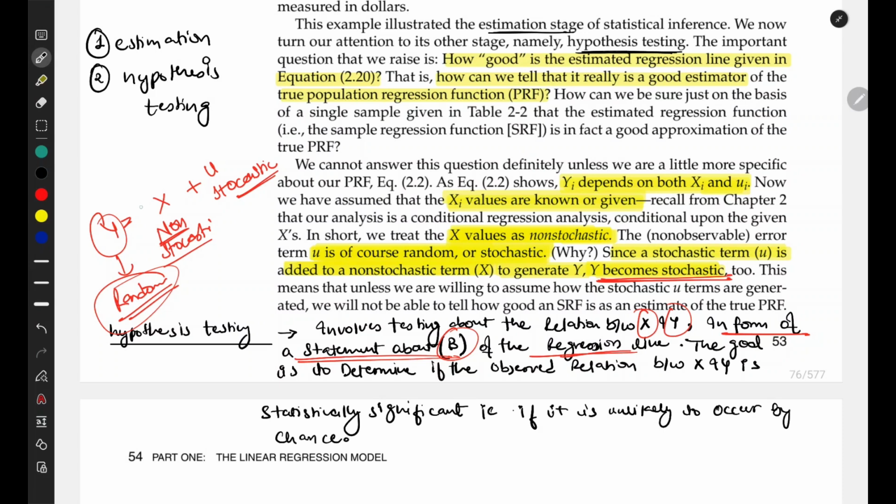So if I remember, here we had a beta 2, and there was also beta 1. With these we test these betas, how much of the change is this beta explaining. What is the statistical significance of the betas? That is, the goal is to determine if our observed relationship, that is our beta, between x and y is statistically significant. That is, if it is unlikely to occur by chance.